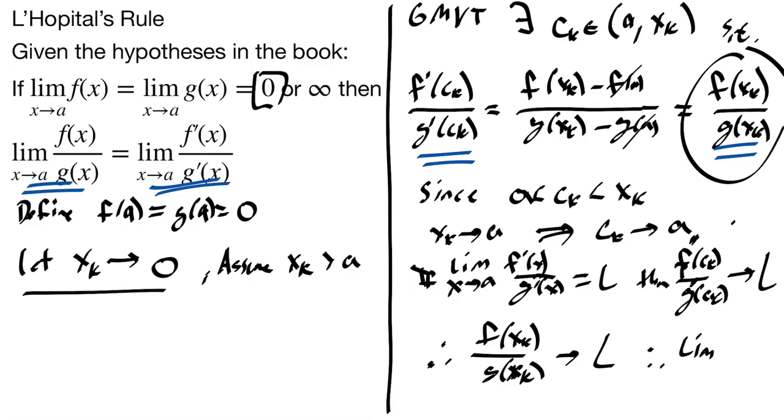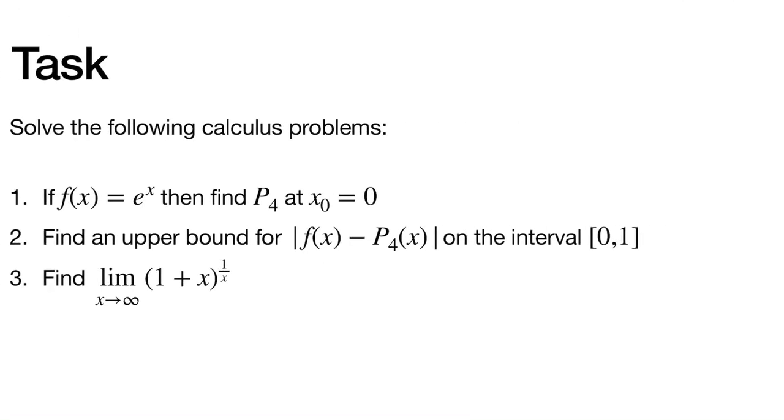But notice, this sequence was chosen arbitrarily, so therefore the limit as x approaches a of f of x over g of x equals L also. And that finishes our theorem, because for an arbitrary sequence, it approached L, so that means that the limit itself has to approach L.